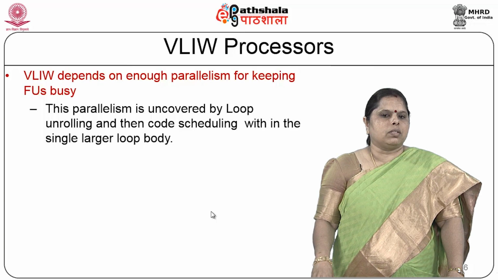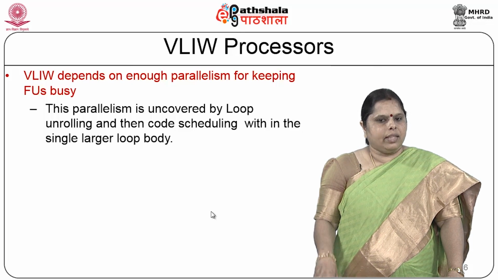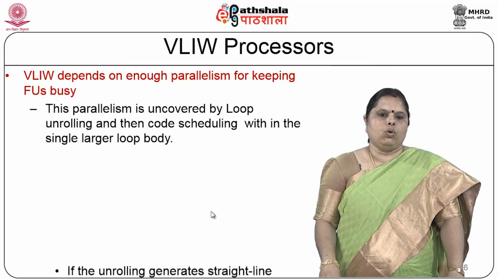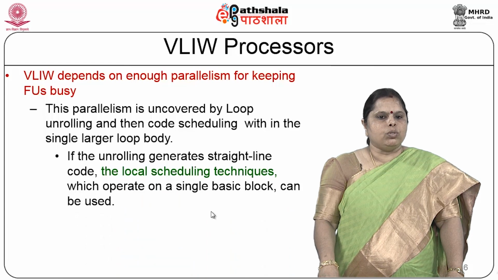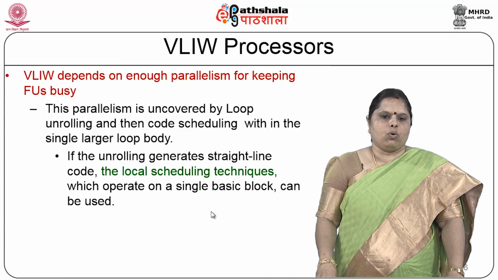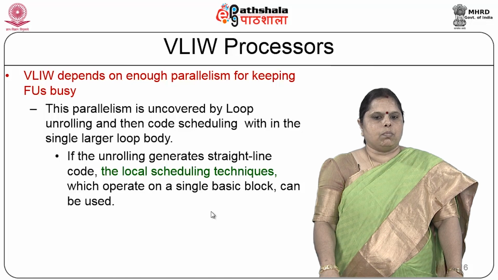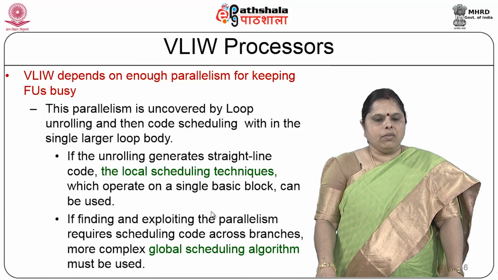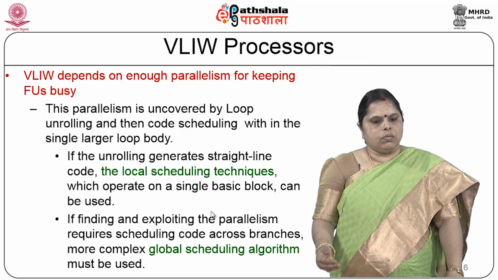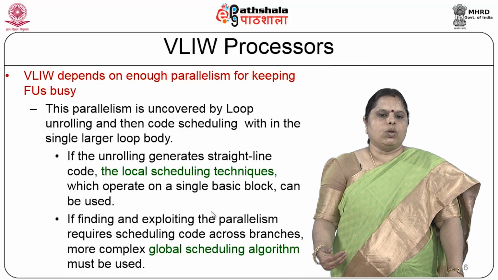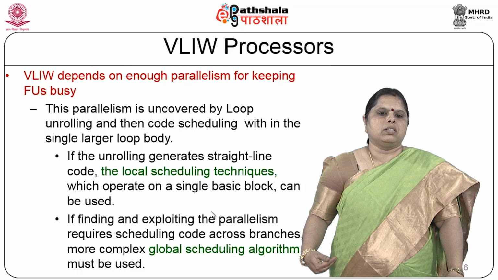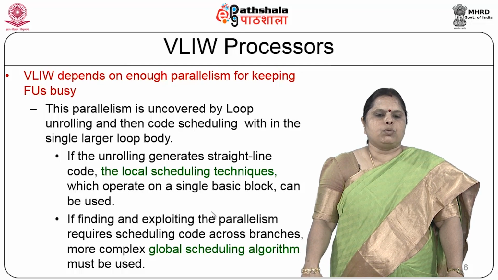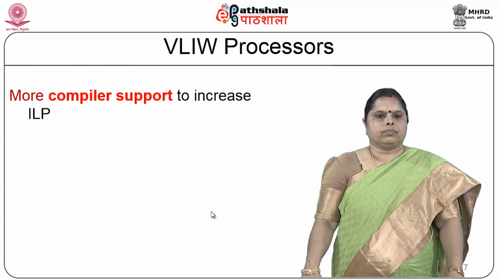This parallelism is uncovered by loop unrolling and then code scheduling with a single large loop body. Now, if you are able to generate straight line code with the unrolling process, with a single basic block, then you can look at local scheduling techniques. But if you have to look at code across branches, then you will have to look at global scheduling techniques, which are much more complex and involved.